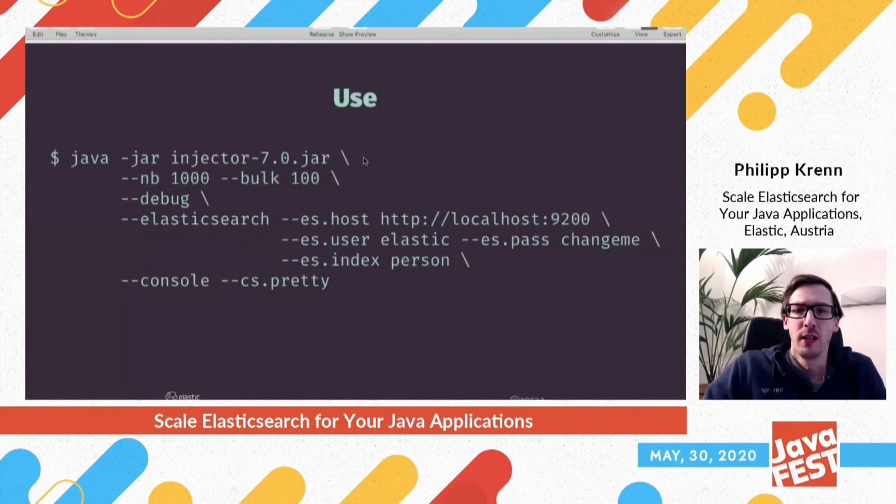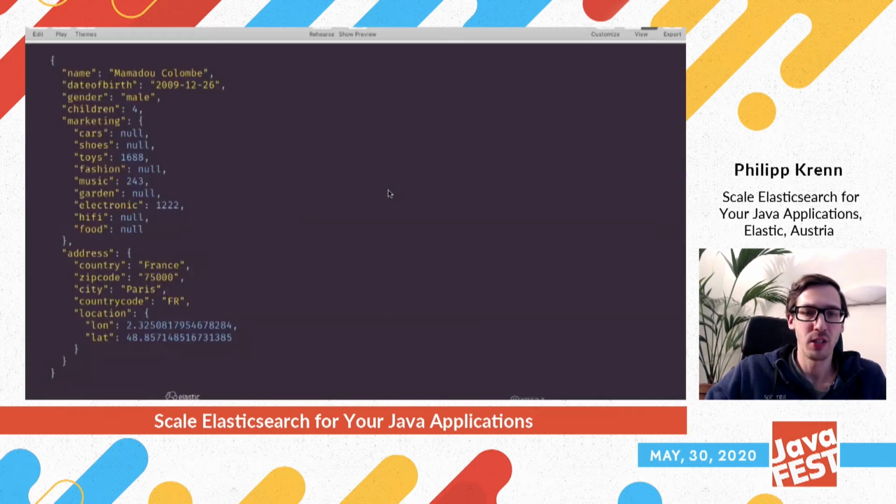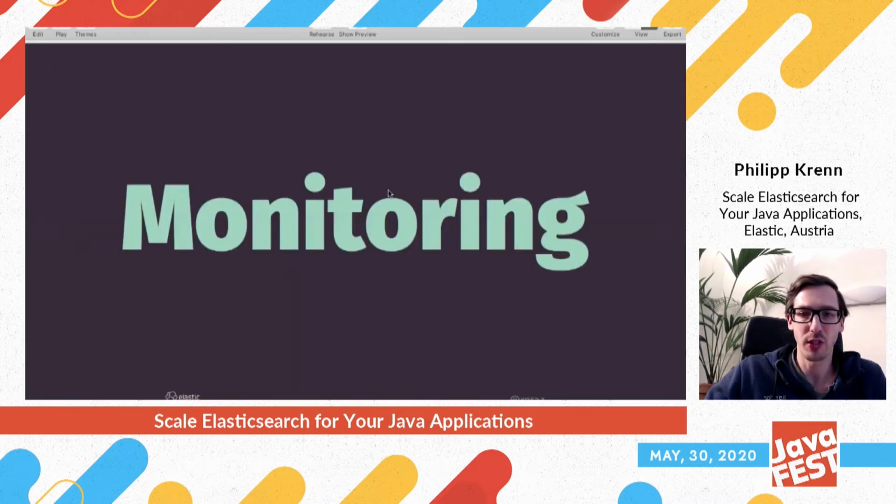So these are the relevant options. You've seen those already here. Maybe it's a bit easier to read. So we can define how many documents we want to insert. We'll talk about bulk a little later. And the rest is probably pretty obvious. Okay, we've seen that. This would be when I run this with 1,000. Then 1,000 people would be inserted for us. And this is just sample data that we have just seen.